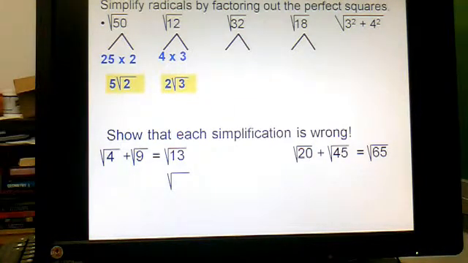Think of half of 32 instead. Half of 32 is 16. Square root of 16 is 4. And the simplified version of that is 4 rad 2.